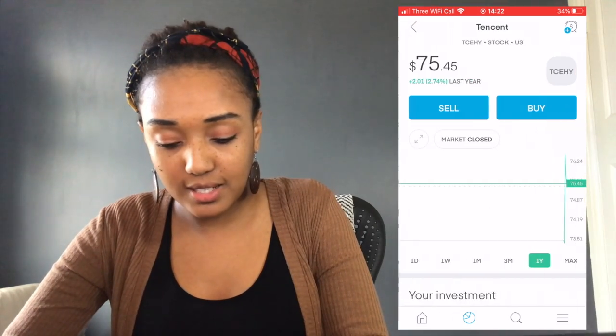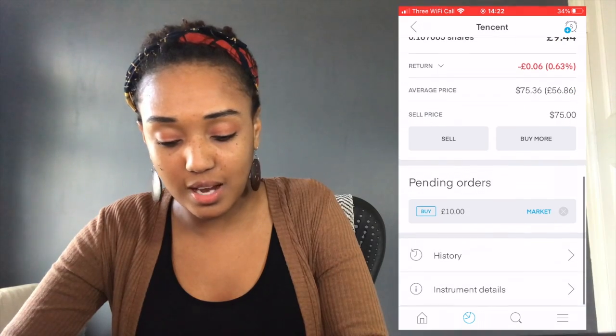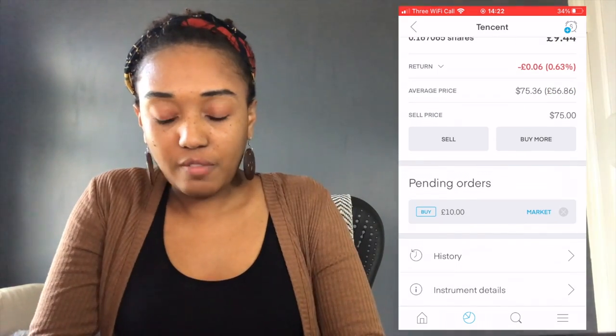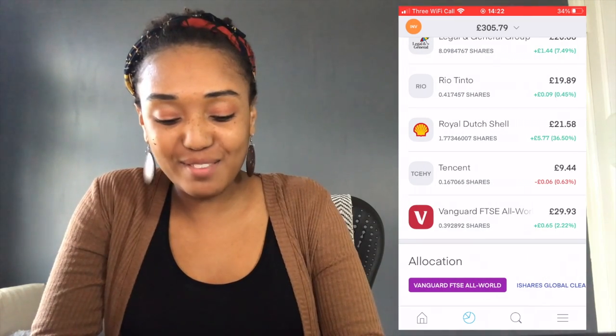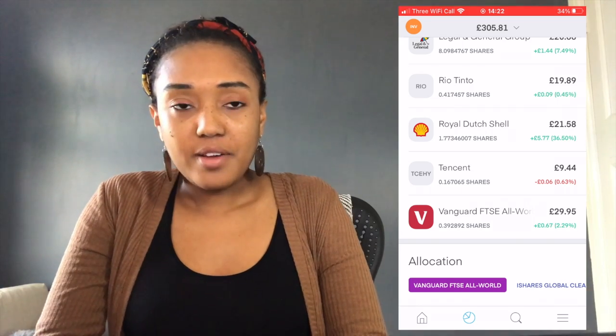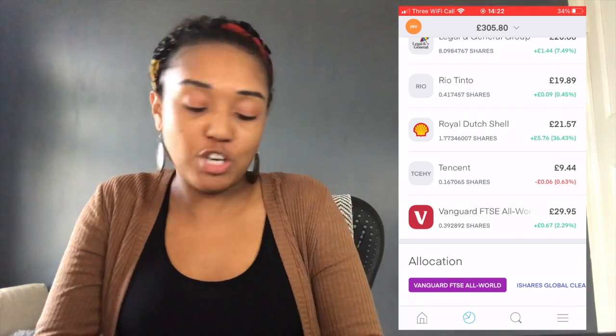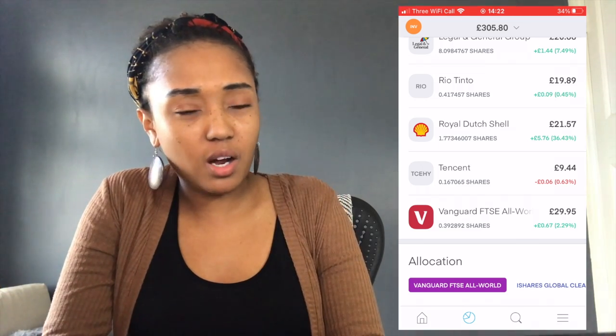Then I have Tencent, and this is where I have a pending order of an additional £10. So I'm going to invest a bit more because obviously I only have £9.44 invested in this, so I want a few more shares. But this is a Chinese technology corporation, I guess you could say, because there are multiple companies that are under Tencent.